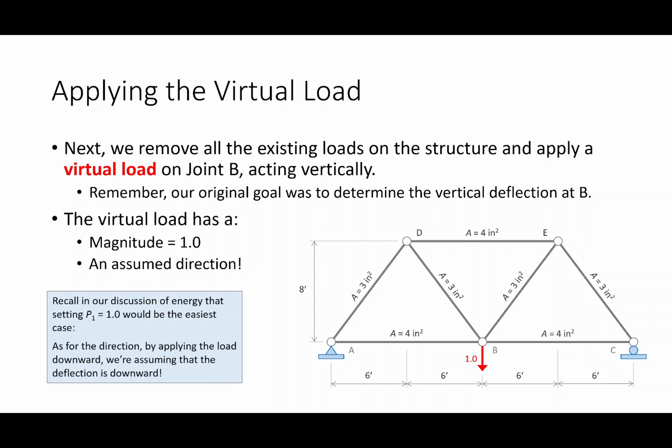So what we do is we say, all right, let's kick all the loads off the structure and put a single unit load. Where do we put that load? We put it at B. Why do we put it at B? Because that's where we're interested in calculating deflections. Why do we put it vertically? Because we're interested in a vertical direction. Why do we put it down? Because we're assuming it deflects downwards. If we get a negative answer, so what? It acts upwards. So far, so good?